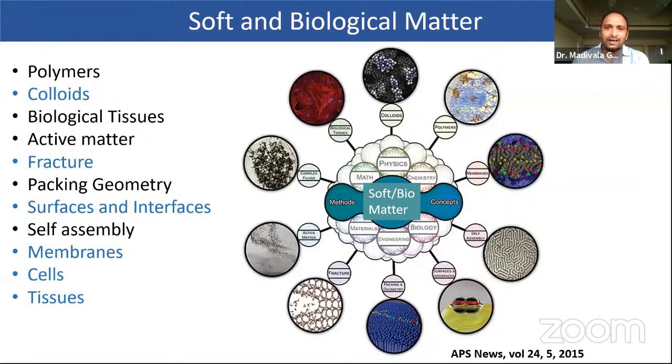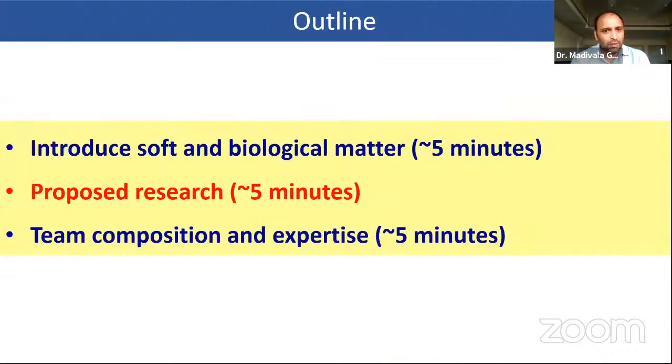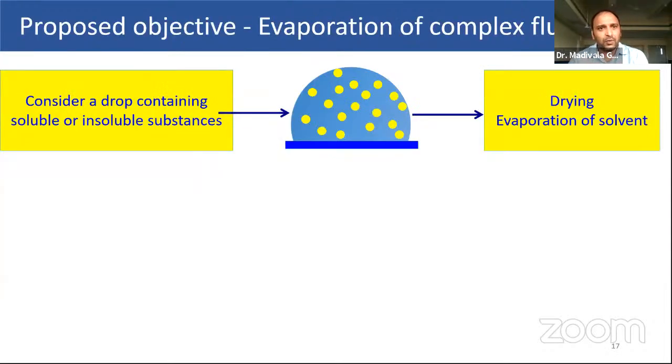And people who work in this area work at the interface of science, engineering, and medicine. A lot of the materials that are listed here form part of one or the other type of interesting investigation that is carried out as a part of soft and biological matter. With that, I would give you a brief overview of the proposed research in this area. One of the proposed objectives of this particular initiative is to look at what is called the evaporation of complex fluid drops. So you can think of a very simple experiment of a droplet that contains either soluble or insoluble substances. You can put it on a substrate and let the water or any fluid that is a part of this drop evaporate.